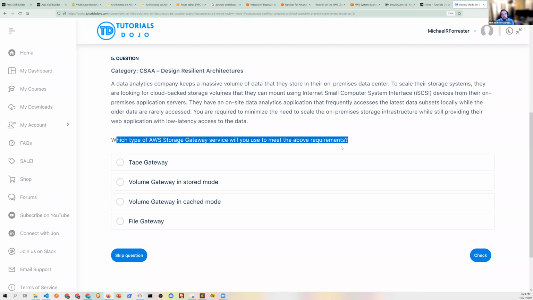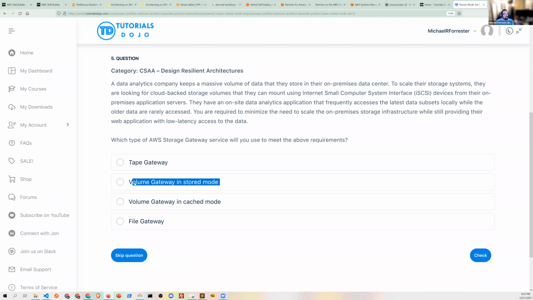So here's a word of caution. Notice that we have two similar answers here, most likely the answer is going to be one of those two answers. So even if you didn't know, when you see it giving you two similar answers, most likely the answer is there. We know it's not a tape gateway because that's not going to give fast access. We know it's not a file gateway because that doesn't support iSCSI. So then we're left with two options. We know it's a volume gateway because that does support volumes in an iSCSI setup. But is it in stored mode or is it in cached mode? What's the difference?